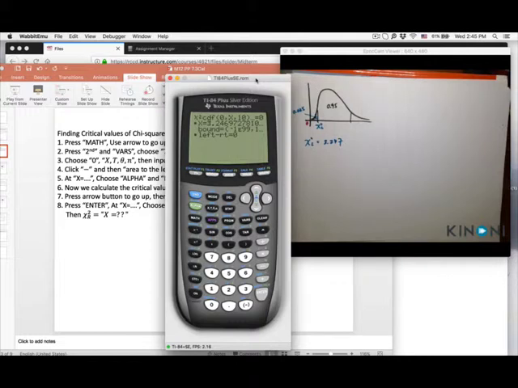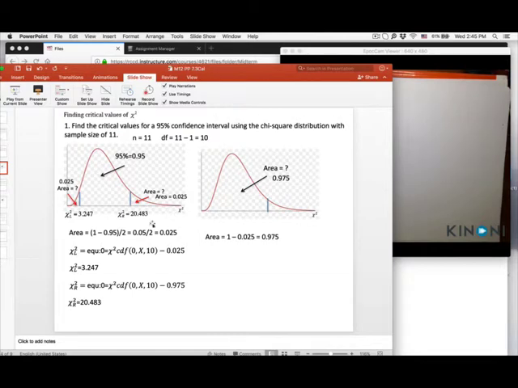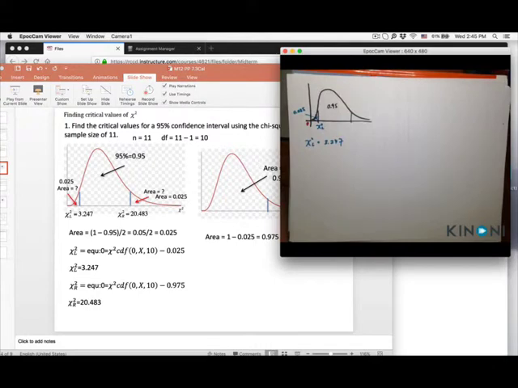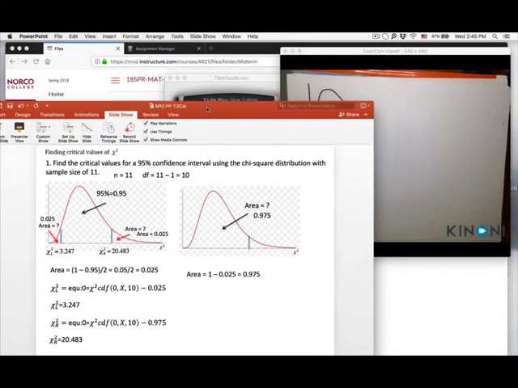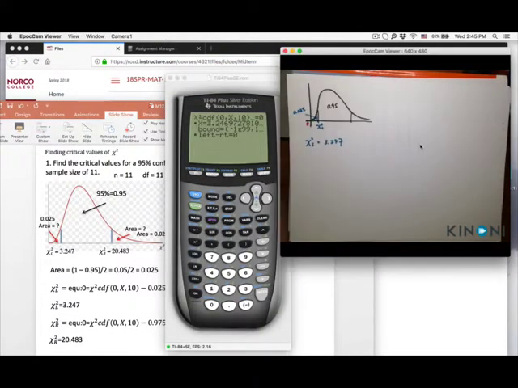Okay, I could write the whole thing in here, just like the PowerPoint. Chi-square to the left will be equal to equation: chi-square CDF 0, x, 10. Once more, starting from 0 until the x, and then comma 10, that will be the degree of freedom, minus the area from the left. Okay, you're going to get 3.247. Now let's try to find the critical values on your right.